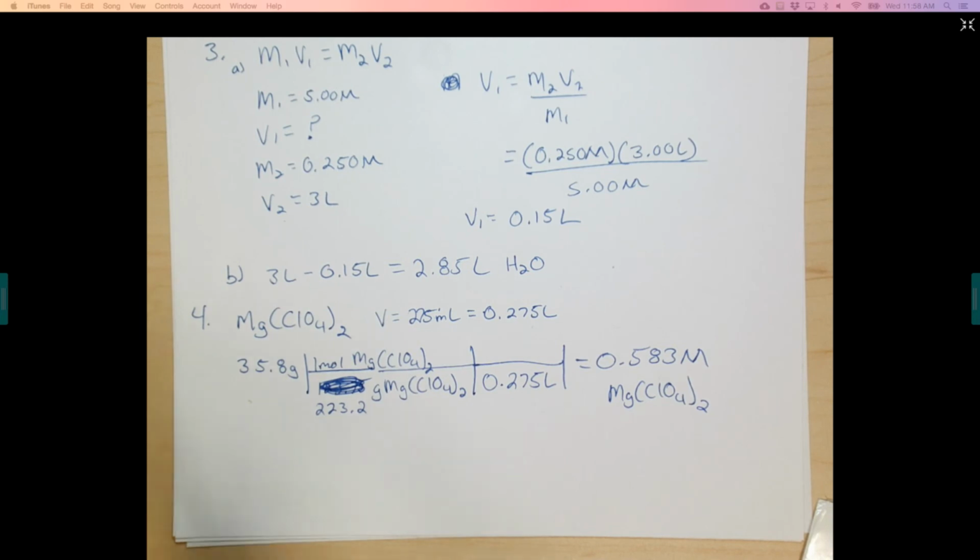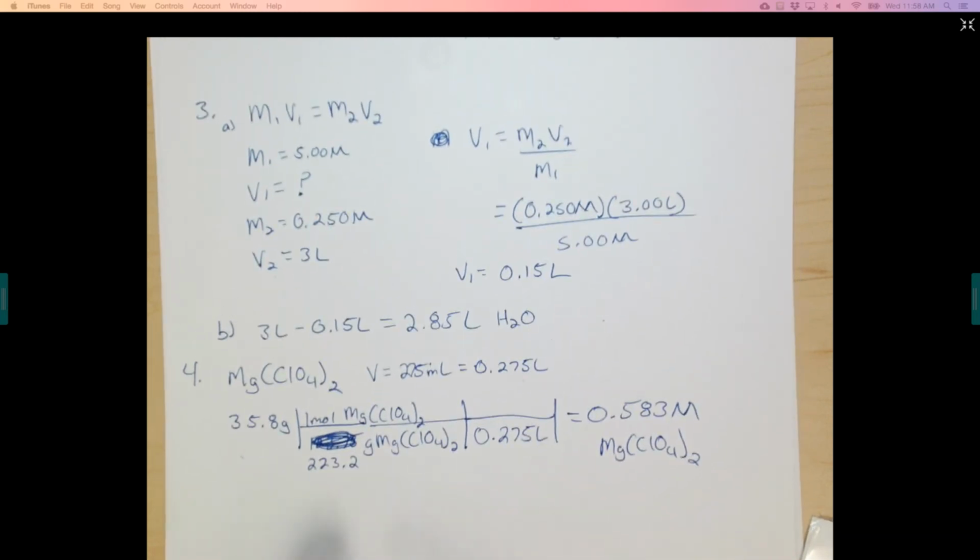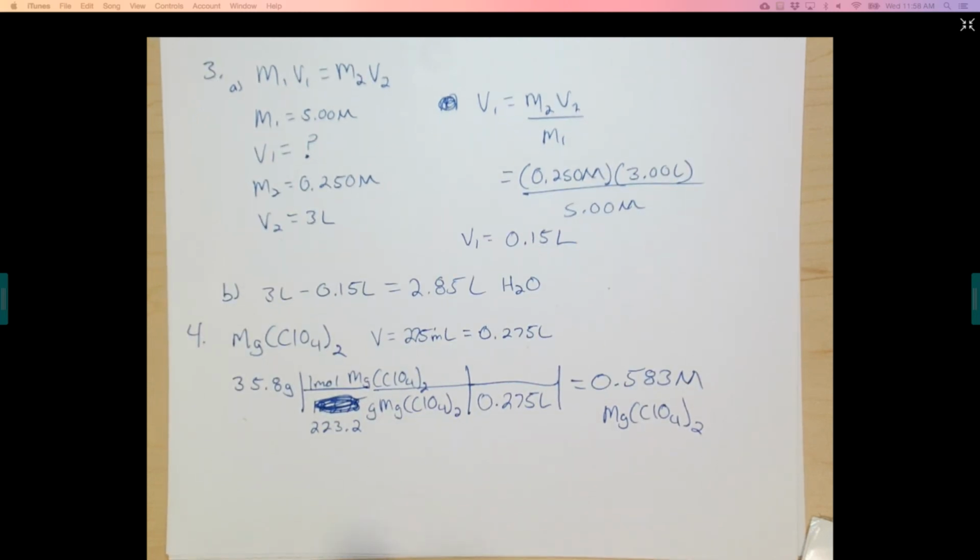So there are the 3 examples from the worksheet. What is the molarity of ions in solution? What is a dilution and how do you achieve it? And this last one: what is the molarity of a solution that you prepare from a particular mass?